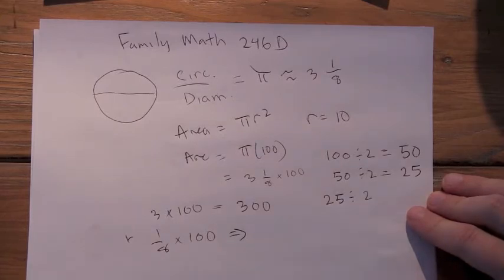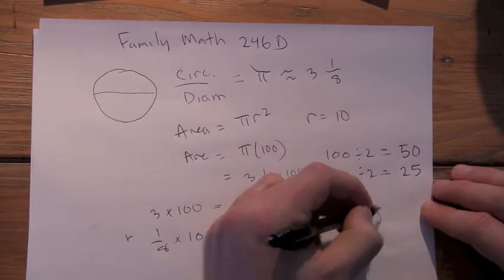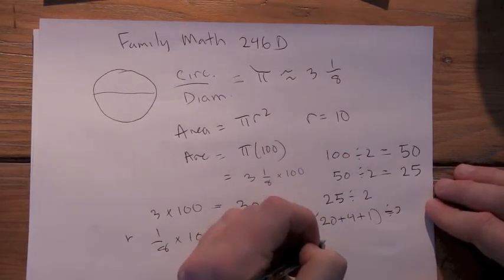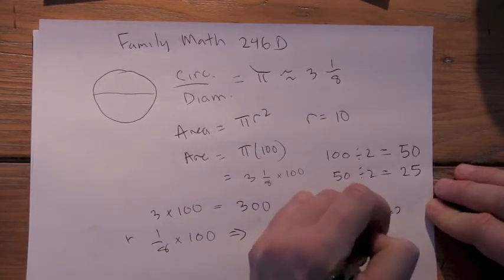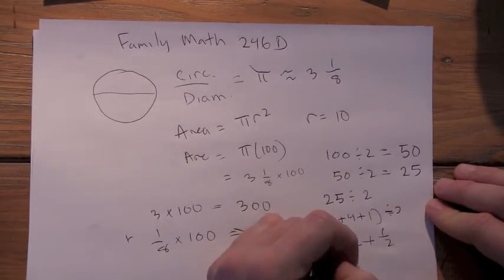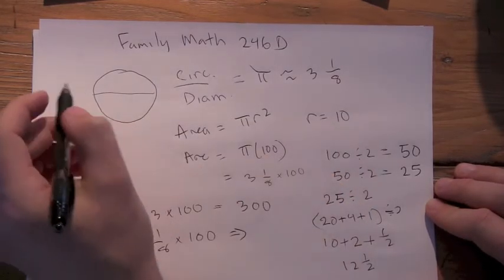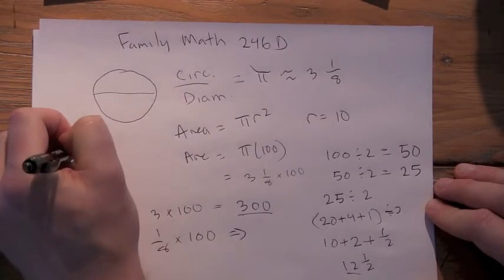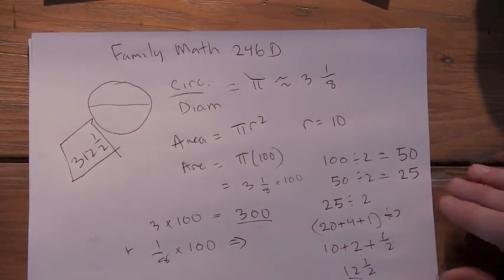So what are the pieces? 20 plus 4 plus 1, divided by 2. That would be 10 plus 2 plus a half, so 12 and a half. So the area of our circle with radius 10 is going to be 300 plus 12 and a half, so 312 and a half, just like you guys said.